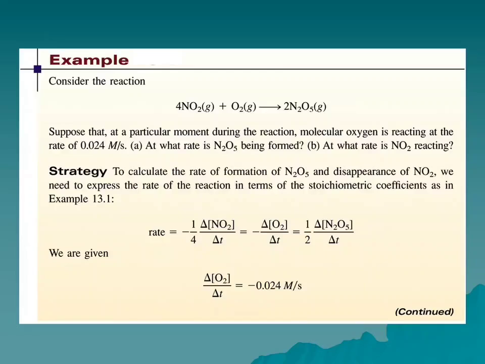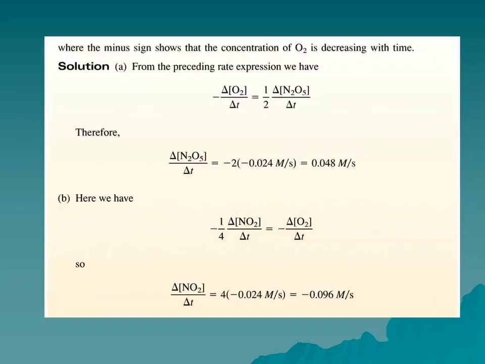Here again in this example, the rate of reaction for NO2 became minus 1 by 4 of change in NO2 divided by delta of T, the change in time interval.